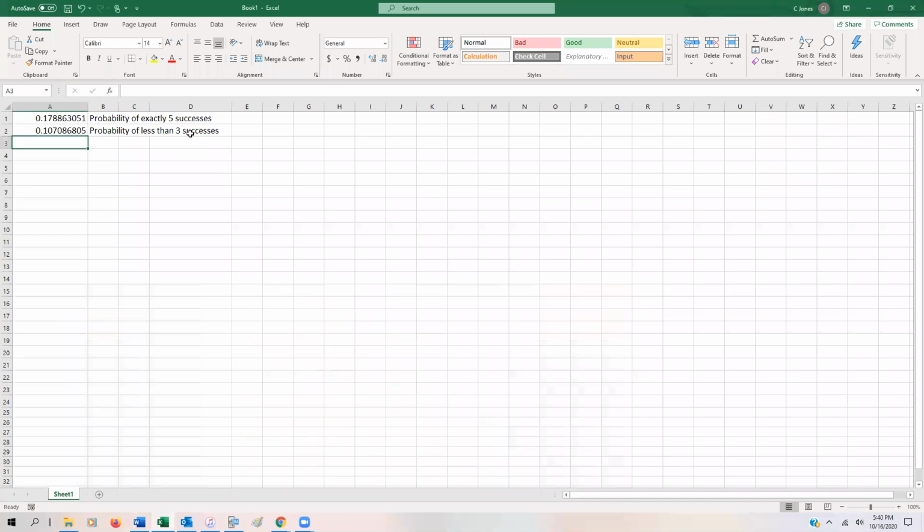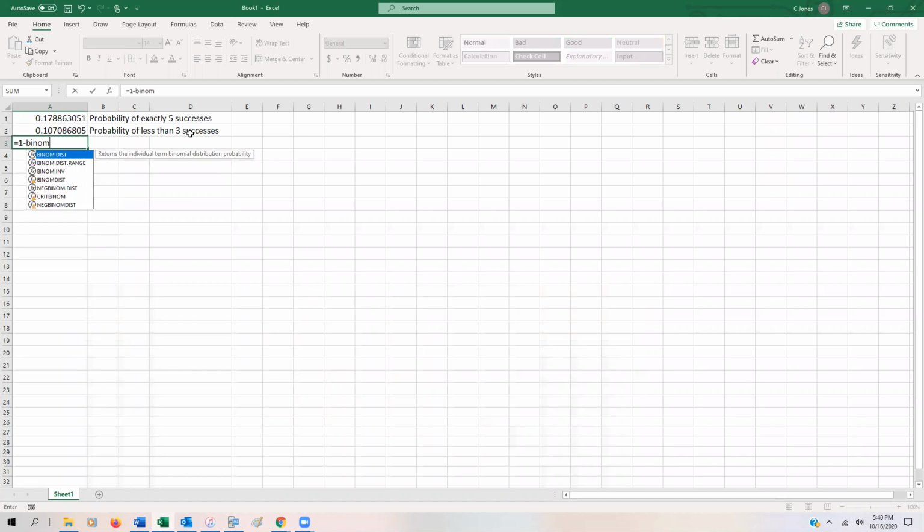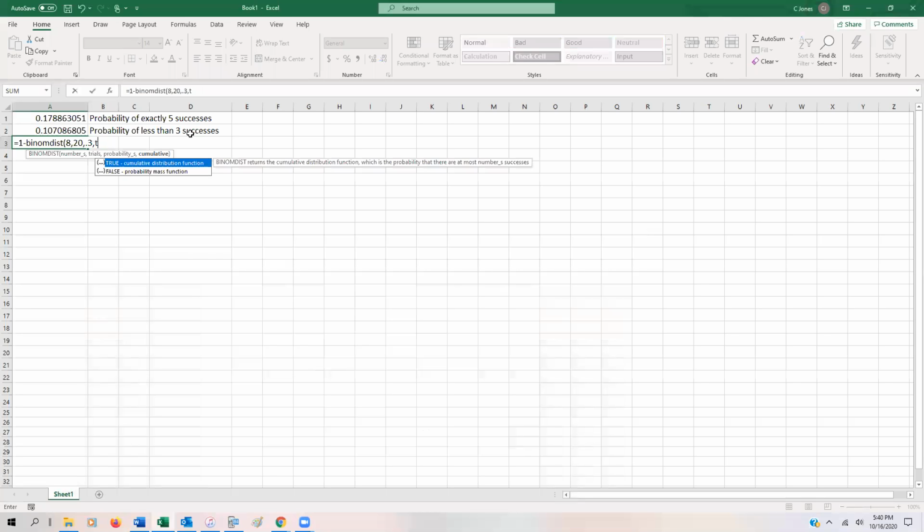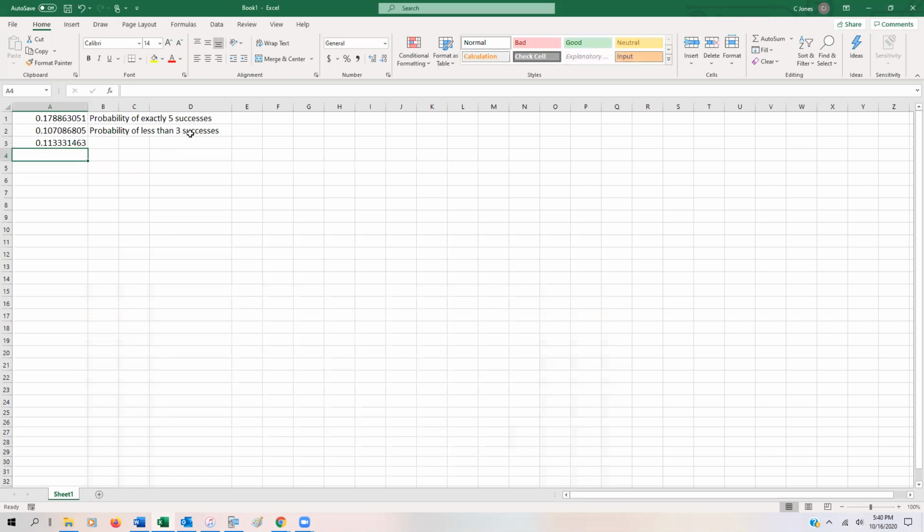Excel makes it really easy. So here's how we're going to do a more than. We're going to do equal 1 minus the binom dist. So we're going to take the complement. So 1 minus binom dist, 8, comma, 20, comma, 0.3, comma, true. We're just going to hit enter, and that's going to give us our probability. So this is the probability, and I'm just going to copy this, paste it, and just reword it, of more than 8 successes. Right?